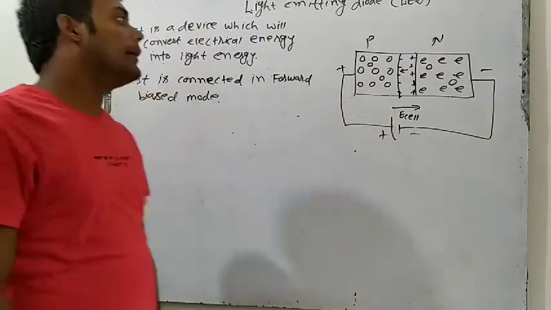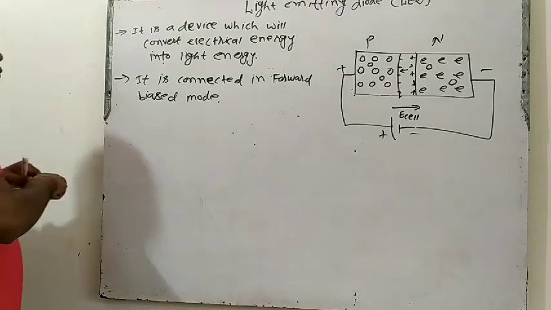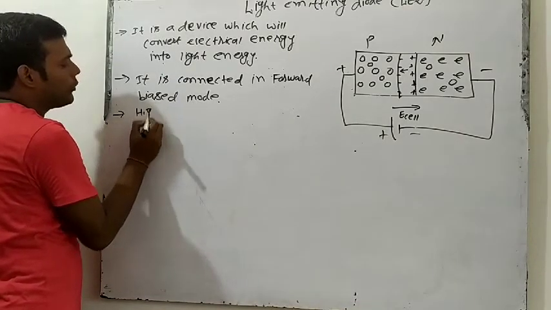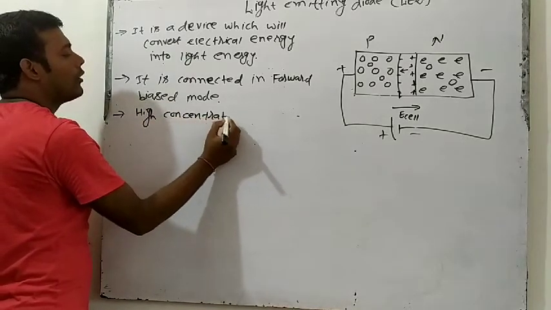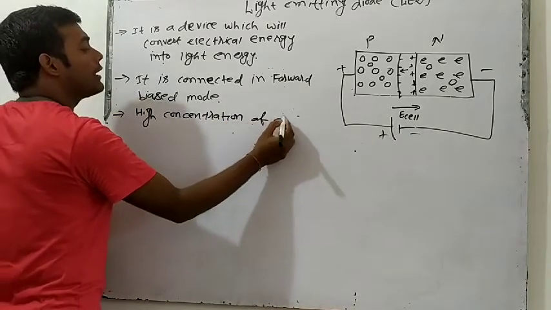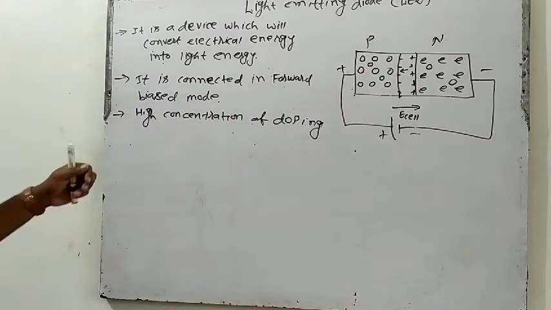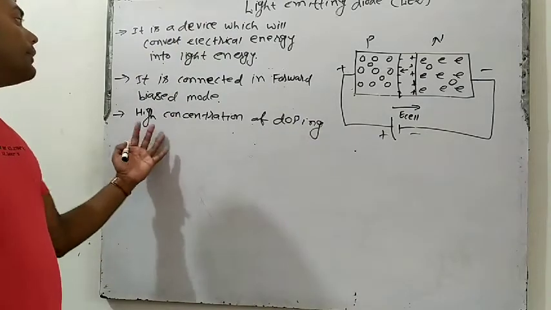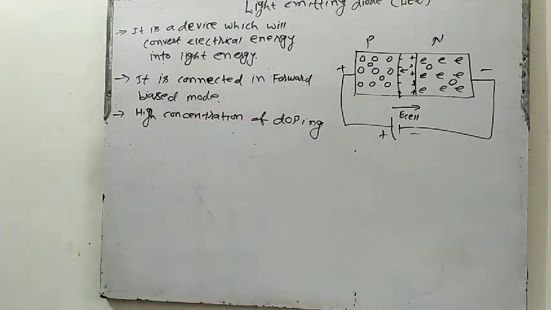Now see what will happen. Here doping is very high. Right? This point is also important. We will do high concentration of doping. High concentration of doping means mixing impurity in high quantity. So we will mix impurity in high quantity. So if there is high concentration of doping, that means there is a lot of charged particles.